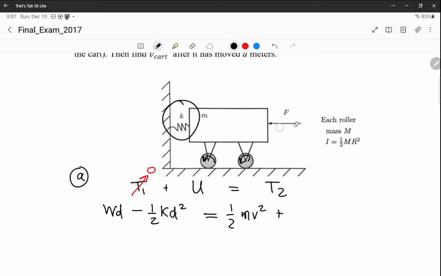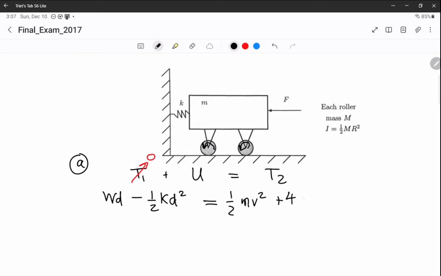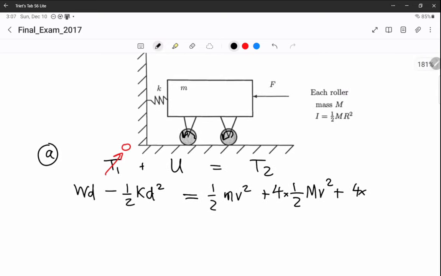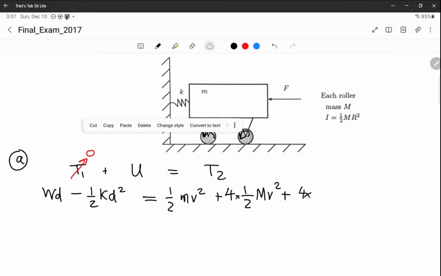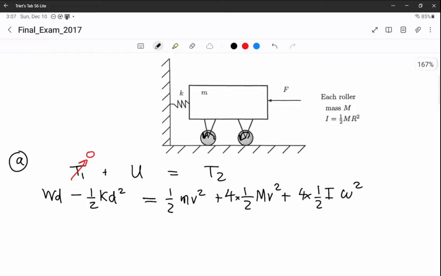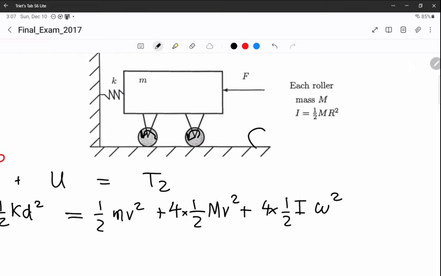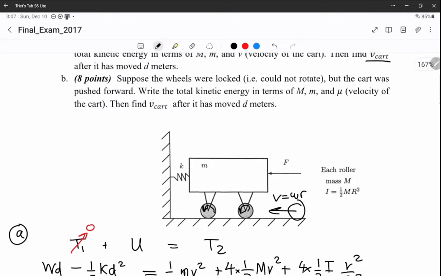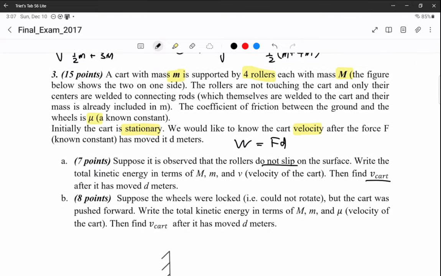Plus this one is not rotating. And so we're going to have 4 times, just counting the translational kinetic energy, 1/2 Mv square, plus 4 times the rotational kinetic energy. So 1/2 I omega square. And here we're solving for V, right? And so this one is rolling, one of the special cases, rolling on the ground, so V is just omega R. And so omega here can be written as V over R. So V square over R square.